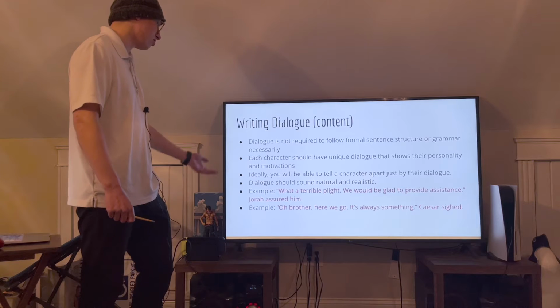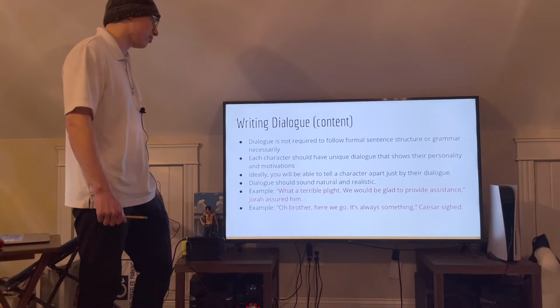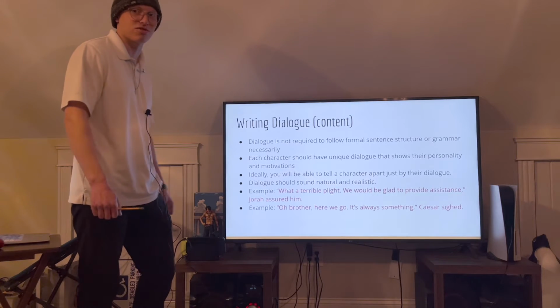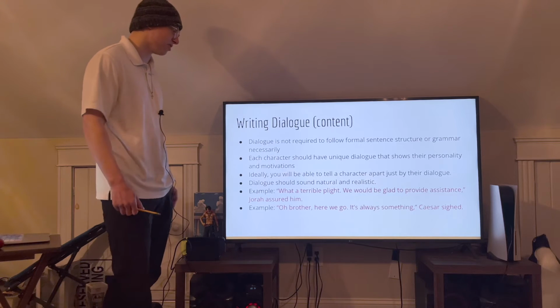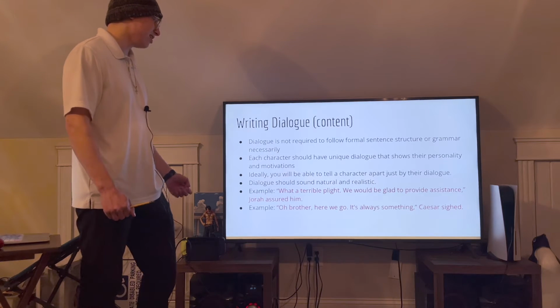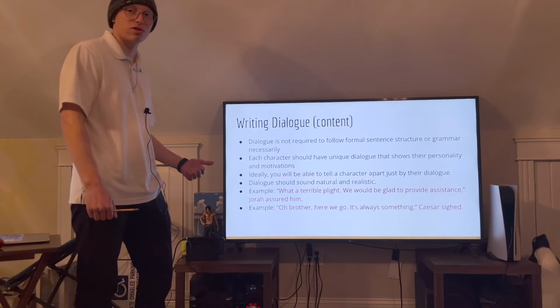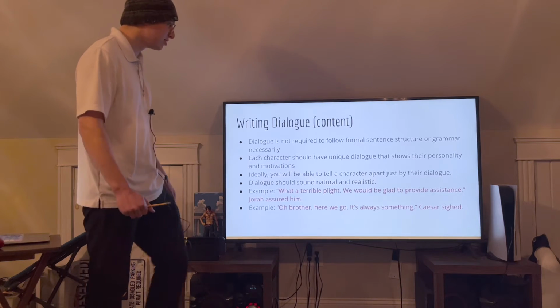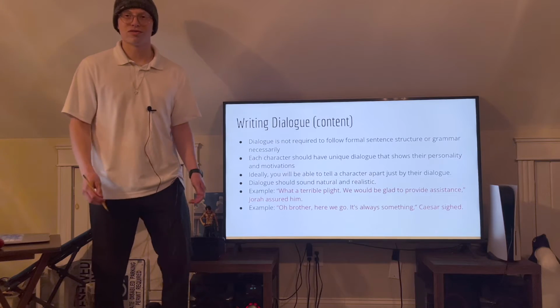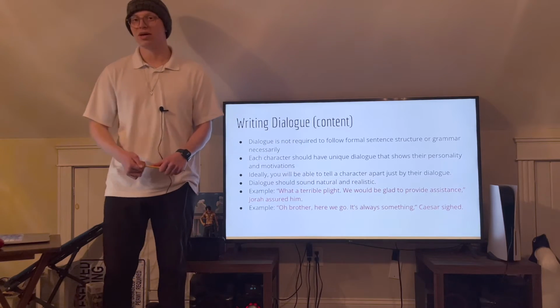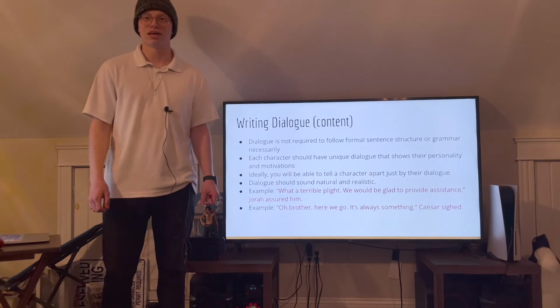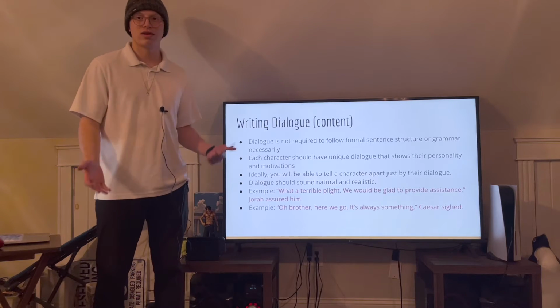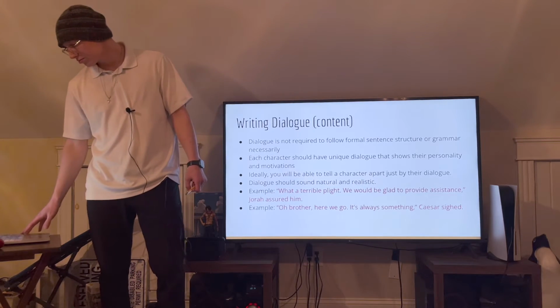Here's another example. "Oh, brother, here we go. It's always something," Caesar sighed. Now this shows you that Caesar's a little rascal, right? So he is less formal than Jorah by a large amount, and he's always whining about something. And these are just two random quotes, but the point I'm trying to make is that you should be able to, in some way or another, distinguish the dialogue of the characters.